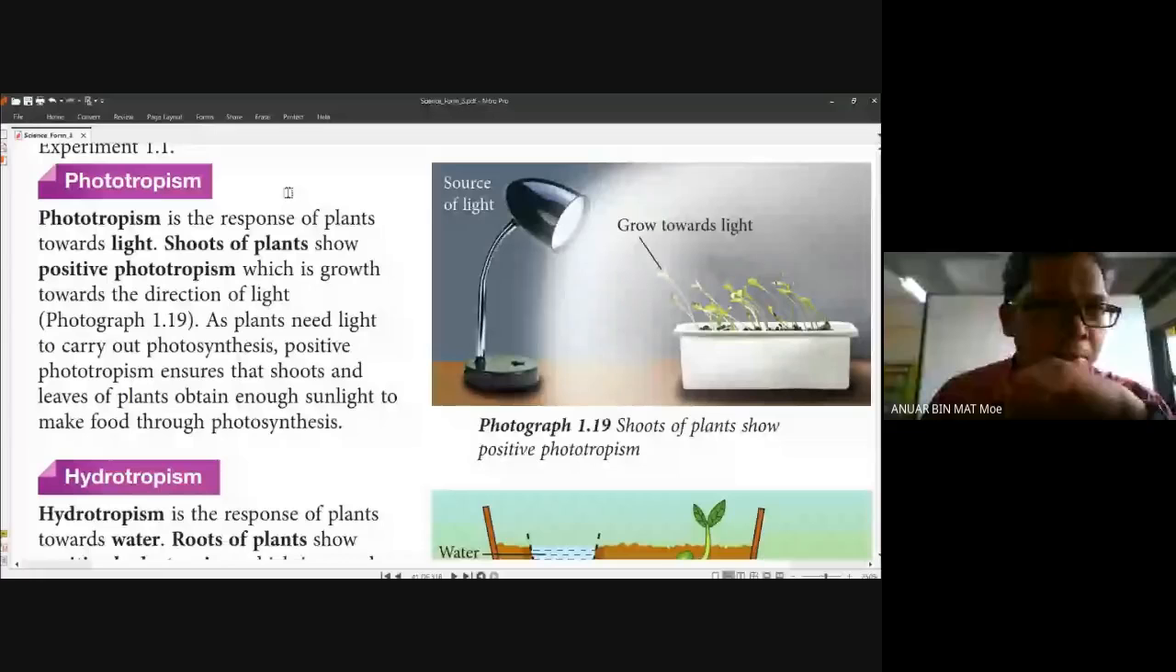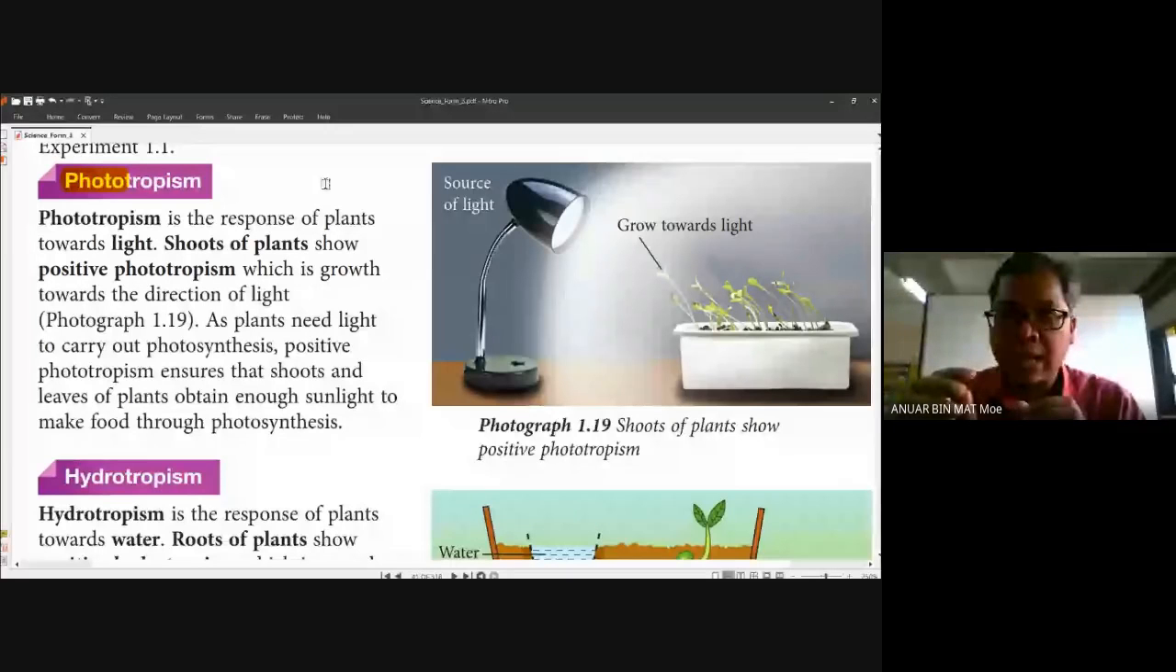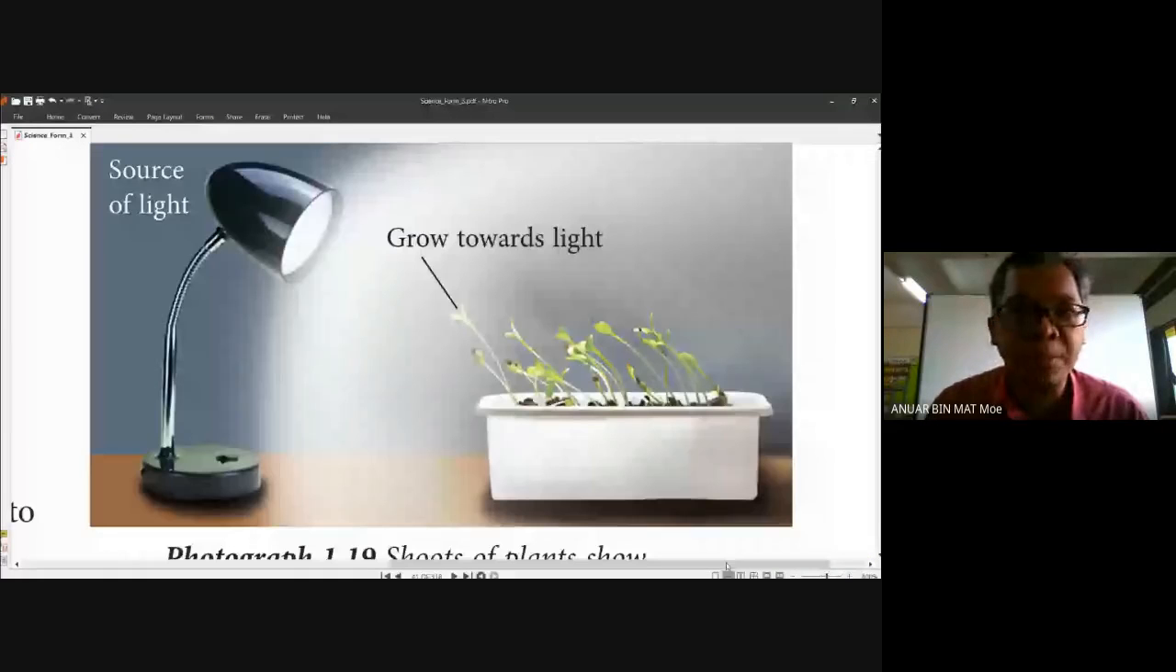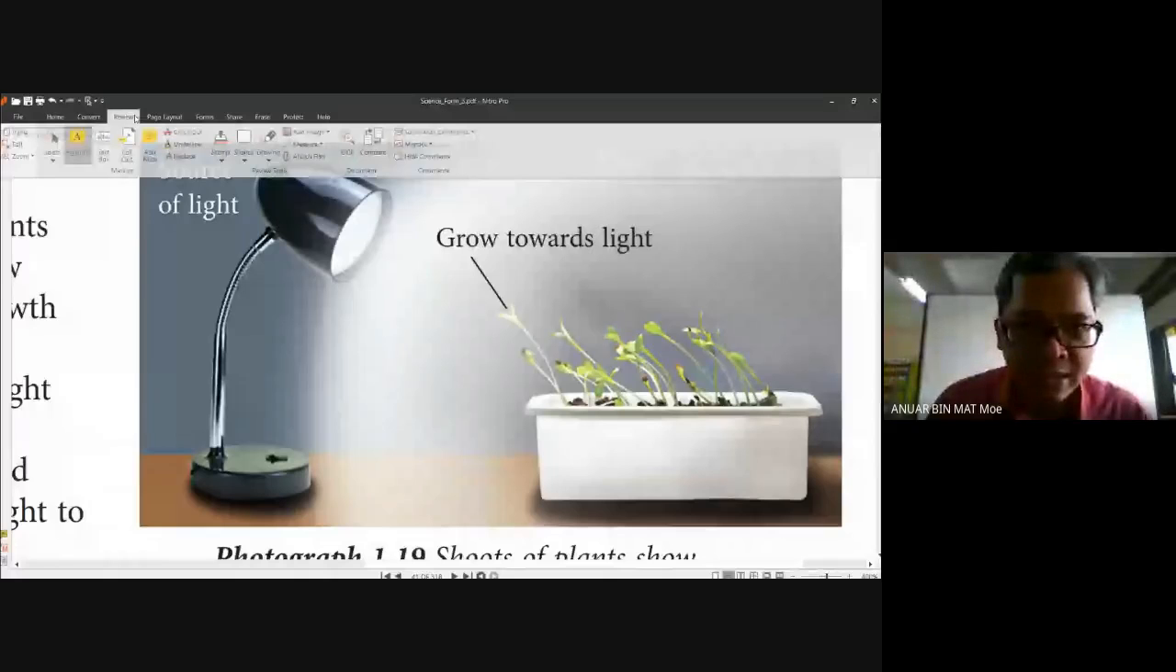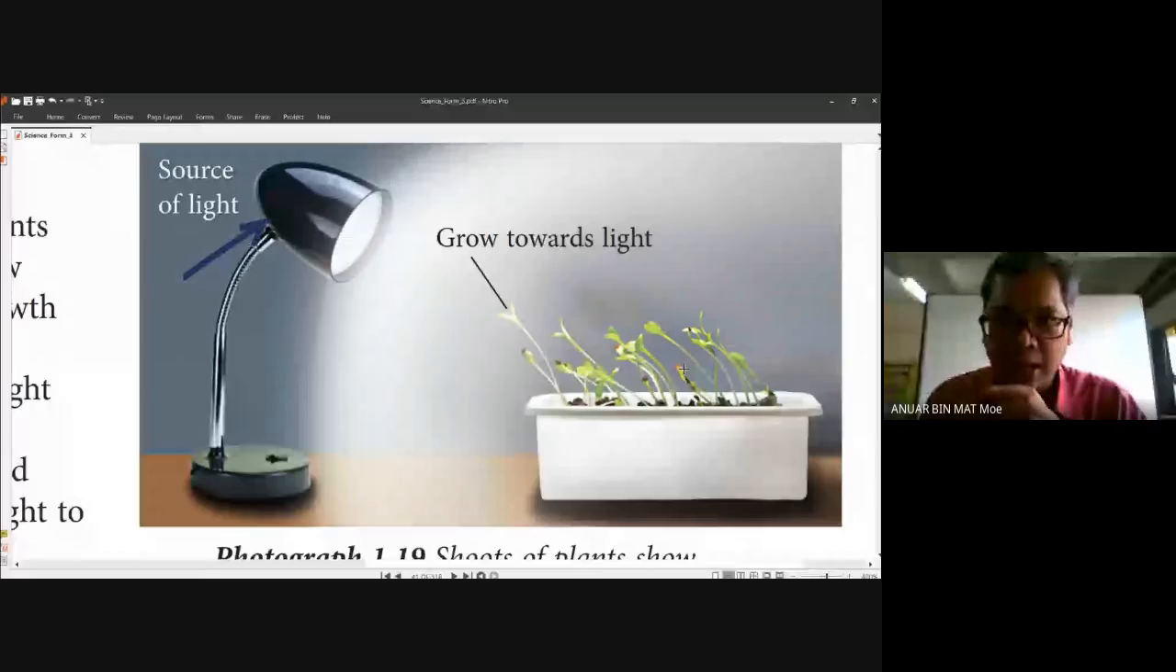Okay, never mind. So the first tropism you need to remember is phototropism. Like the name suggests, phototropism meaning that parts of the plant go toward the light. Dia pergi kepada cahaya. You can see the picture here. Okay, this is what we call phototropism. We have the sources of light here, and then this is the direction of the plant, meaning it will grow towards the light.